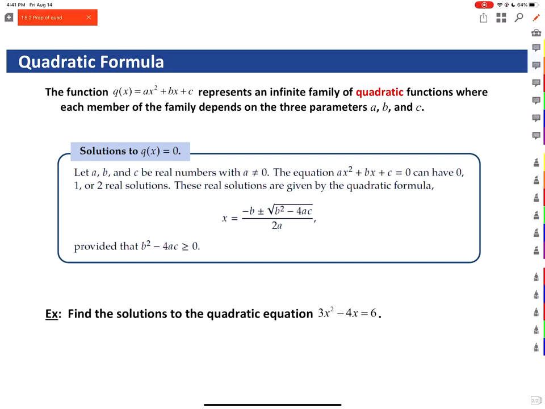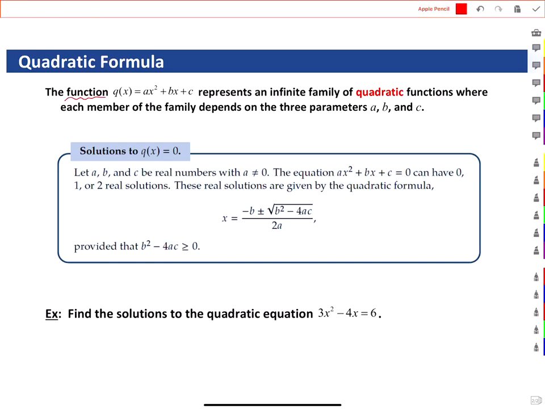The function q of x equals ax squared plus bx plus c represents an infinite family of quadratic functions. And you notice this is a function, where each member of the family depends on the three parameters a, b, and c. We're going to be dealing a lot with parameters this semester, so get used to having some parameters in there along with your variables.